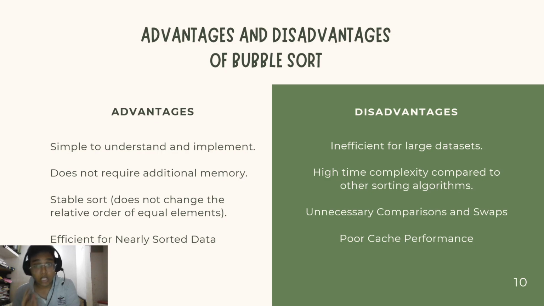Whereas when we are talking about disadvantages, it is inefficient for large data sets. This is very helpful for small data sets, but when large ones come, it will give high time complexity. So another disadvantage, just like I told you right now, is high time complexity compared to other sorting algorithms, right? And some unnecessary comparisons and swaps are also done, and the cache performance is very poor. So these are some advantages and disadvantages of bubble sort.